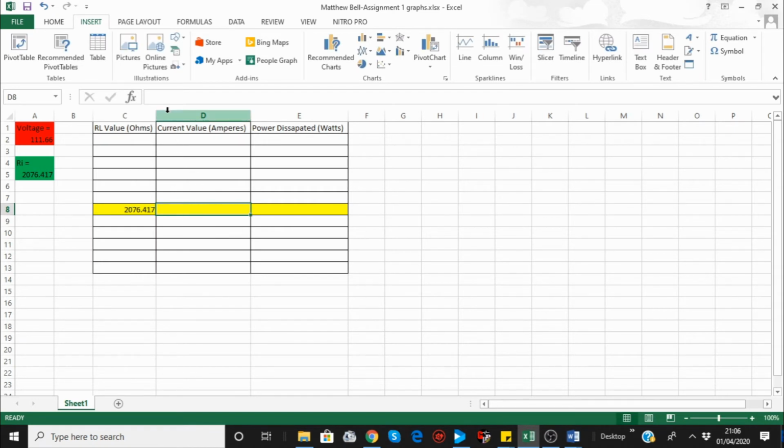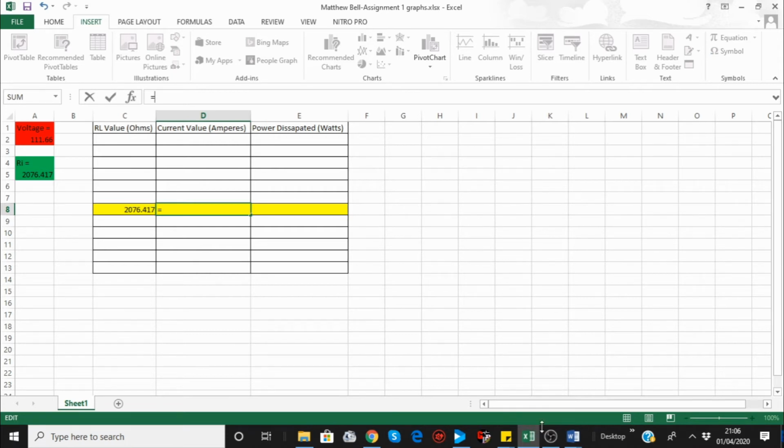And at this point, I want to formulate current. So for current, I just say IL equals. You click on this box, go on top here and say equals.